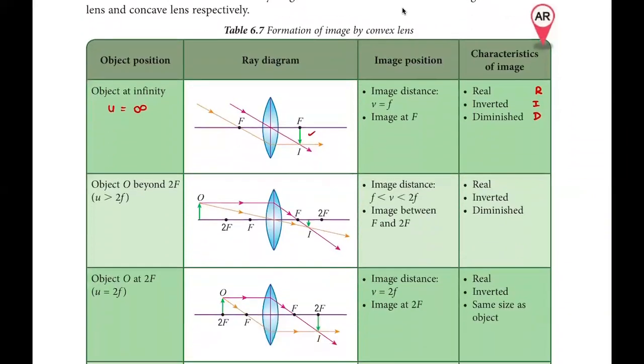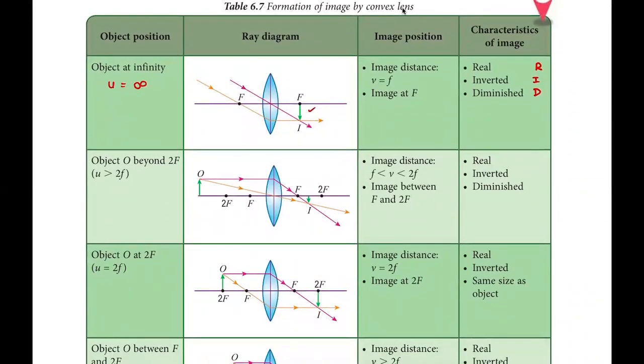The second one is when the object is more than 2F. As you can see here, the image produced is in between F and 2F. Because it is at the opposite side of the object, it is real, inverted, and diminished also. So the code is RID also.